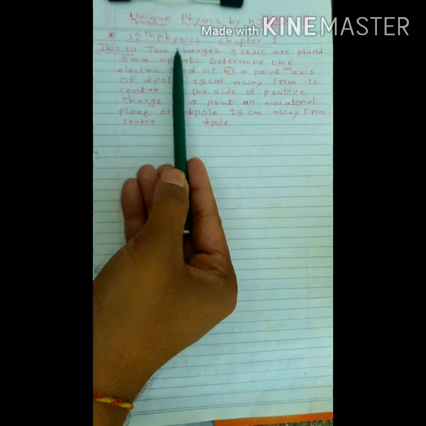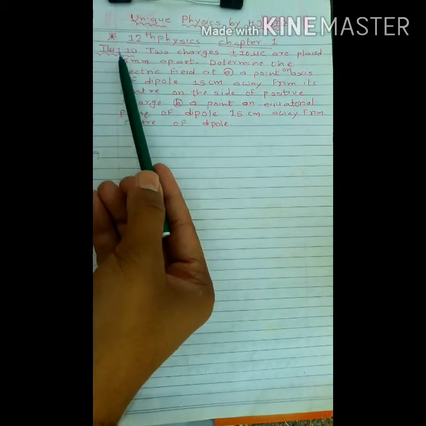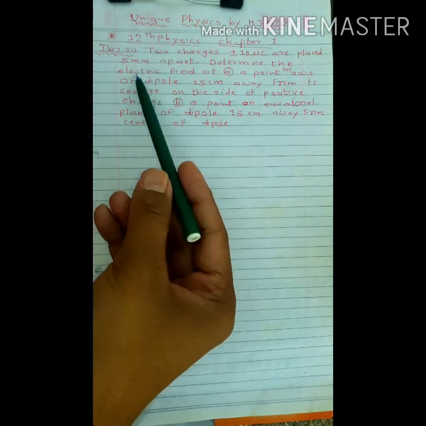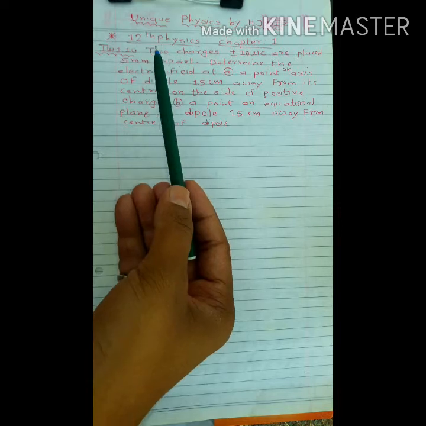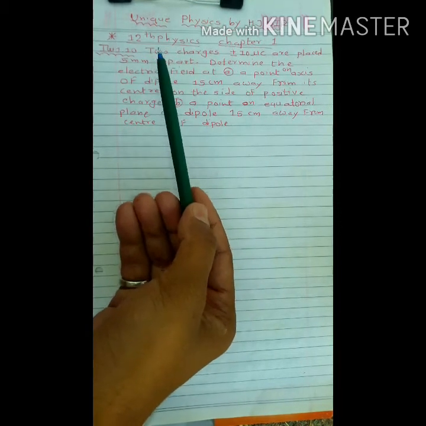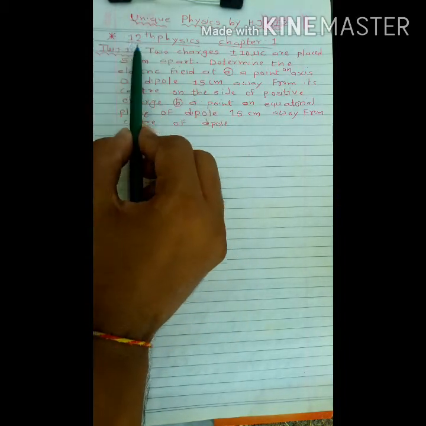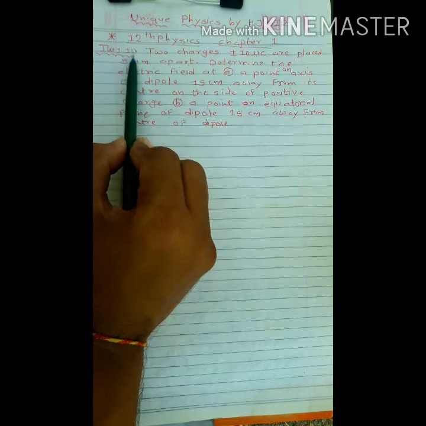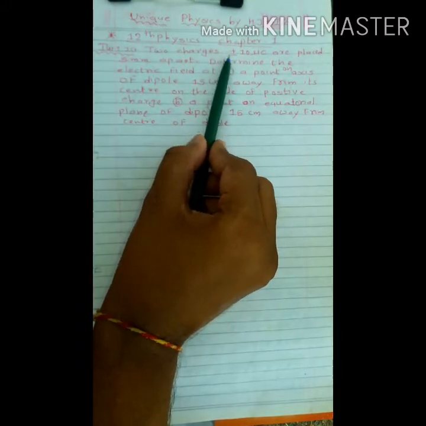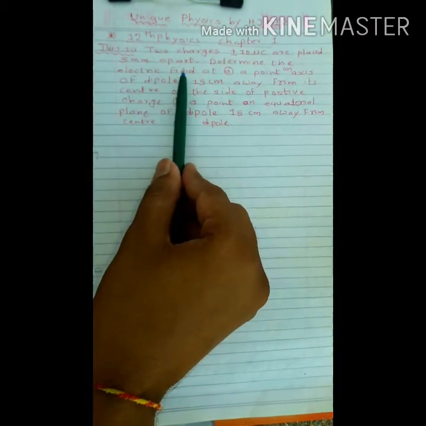Here we will discuss 12th Physics chapter number 1, illustration number 1.10. In the last video we derived the equation of electric field on the axis of a dipole as well as the electric field on the equatorial plane of a dipole. See this question very carefully. Illustration number 1.10: Two charges plus or minus 10 microcoulomb are placed 5 millimeter apart.